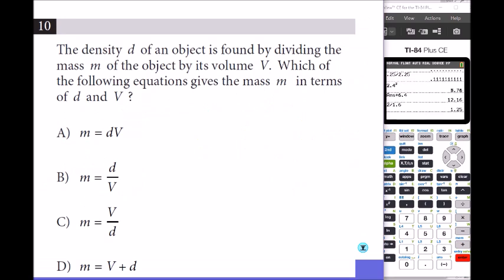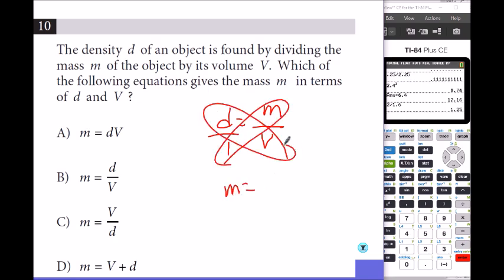Number 10. The density D of an object is found by dividing the mass m by the volume V. Which of the following equations gives the mass m in terms of these two? So cross multiply it, right? M equals D times V. So you multiply these two.